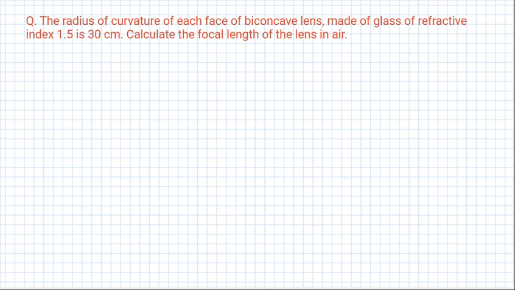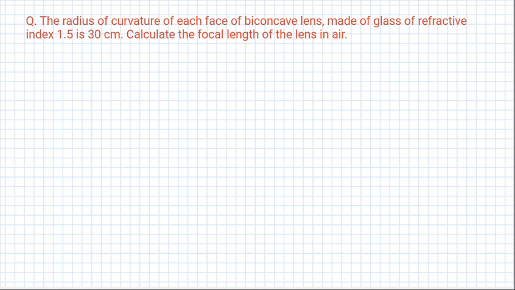So let's solve the first question. Before this, let's read the question. The radius of curvature of each face of a biconcave lens made of glass of refractive index 1.5 is 30 centimeter. Calculate the focal length of the lens in air.